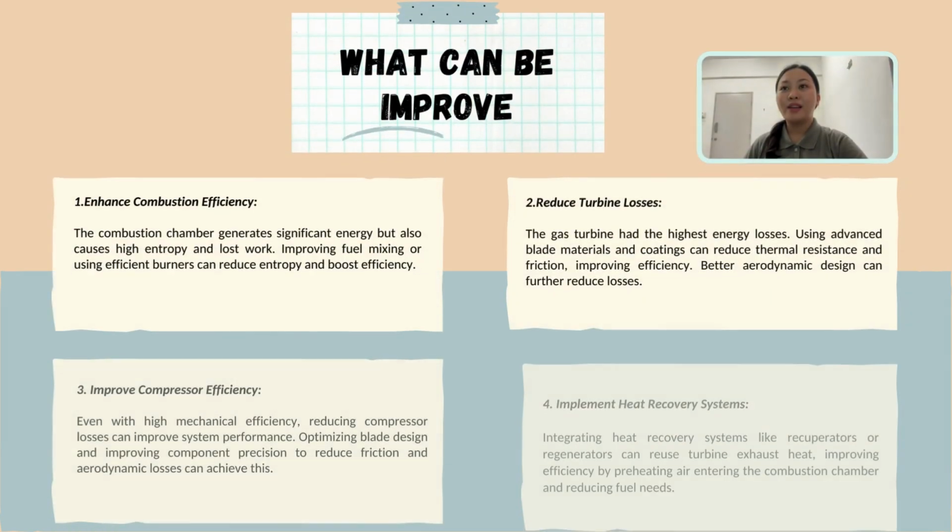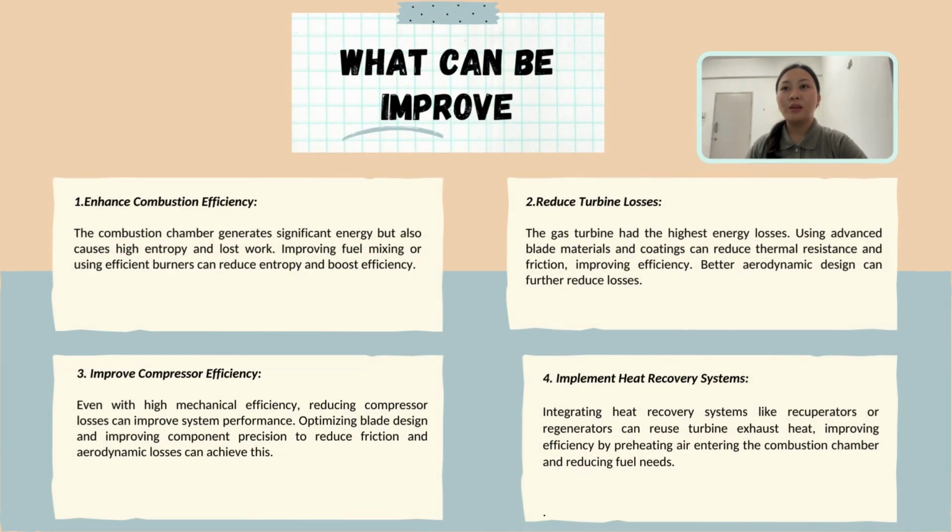Number 1, enhance the combustion efficiency. The combustion chamber generates significant energy but also causes high entropy and loss work. Improving fuel mixing or using efficient burners can reduce entropy and boost efficiency. Number 2, reduce turbine loss. The gas turbine had the highest energy loss. Using advanced blade materials and coating can reduce thermal resistance and friction to improve efficiency. And better aerodynamic design can further reduce loss.